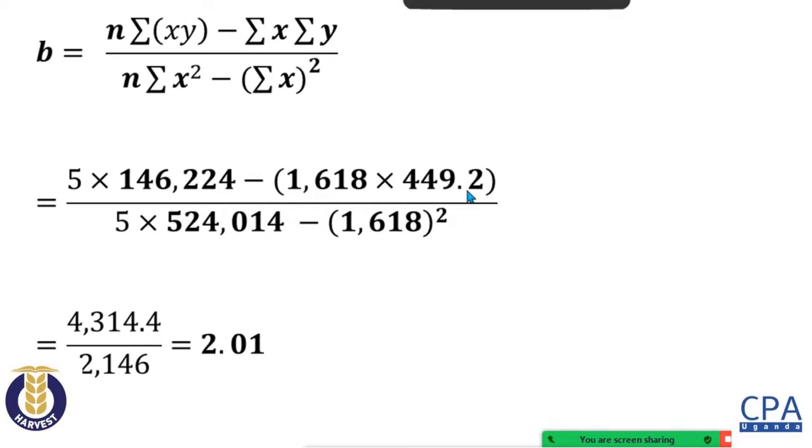Summation of y is 449.2. Then n is again 5 in the denominator. Then summation of x squared is 524014 minus summation of x, which is 1618 squared. So this simplifies the numerator to 4314.4 and the denominator to 2146, which comes to 2.01.